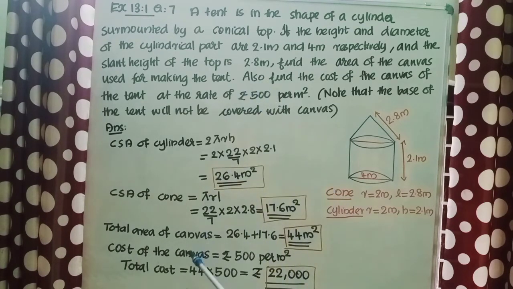Here in the question it is given cost of the canvas is rupees 500 per meter square. Therefore total cost equal to 44 into 500. That is equal to rupees 22,000.